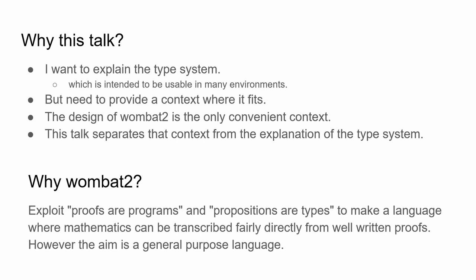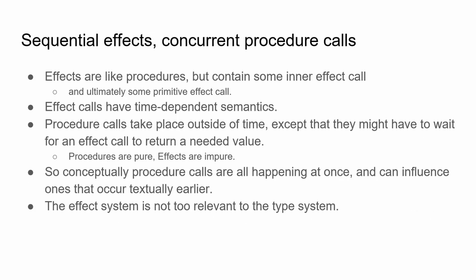Wombat2 is inspired a bit by the fact that I think mathematics and programming are similar. They're about thinking clearly about problems, and the nice idea that proofs are programs and propositions are types is the route to combining them in a way that's of benefit to both. We separate out effects, which have time-dependent semantics, from procedure calls, which conceptually all happen at once. They happen outside of time.